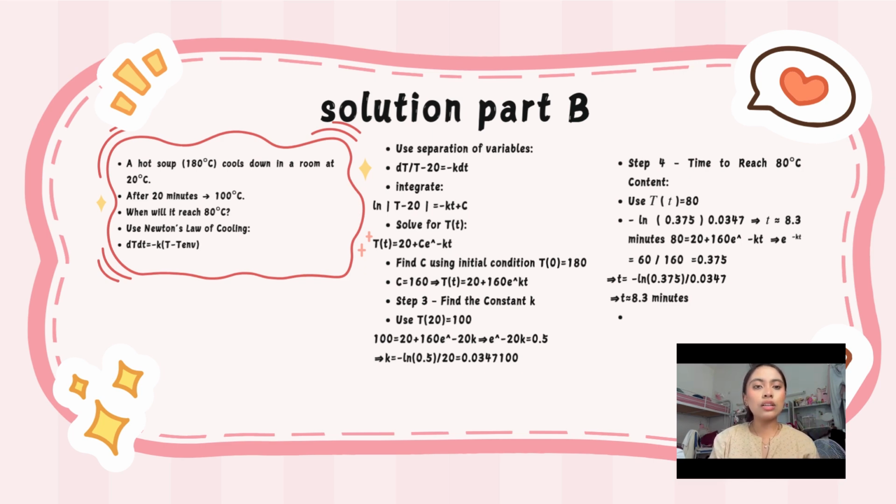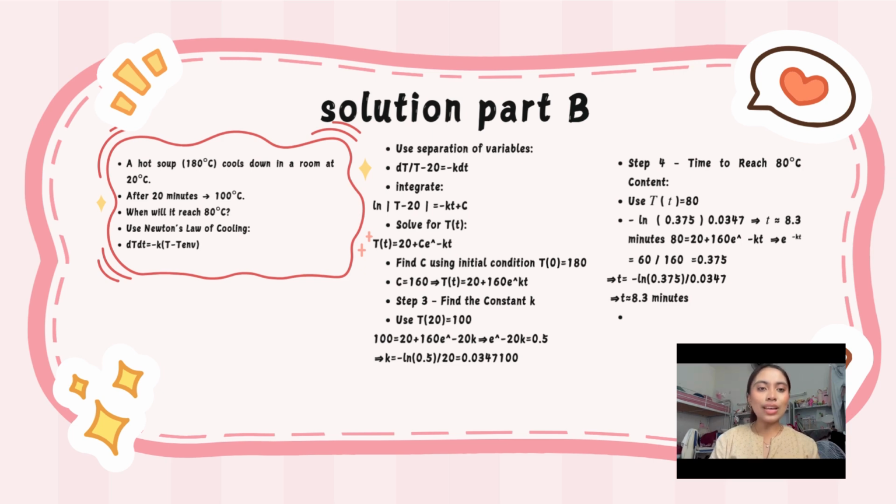Next, we use T(20) equals 100 Celsius to solve for the cooling constant k, which comes out to approximately 0.0347. Finally, we substitute T equals 80 Celsius into the equation and solve for t. The result was approximately 8.3 minutes. So the soup will take about 8.3 minutes to cool down from 100 Celsius to 80 Celsius.